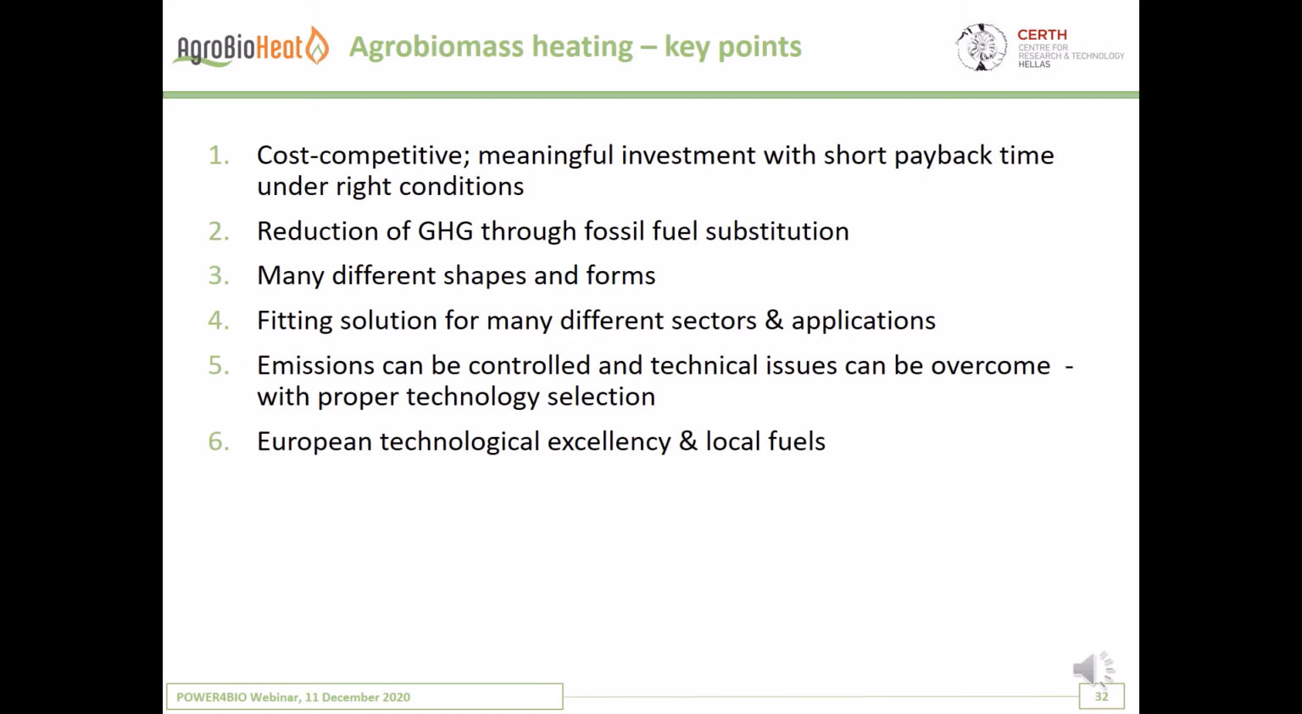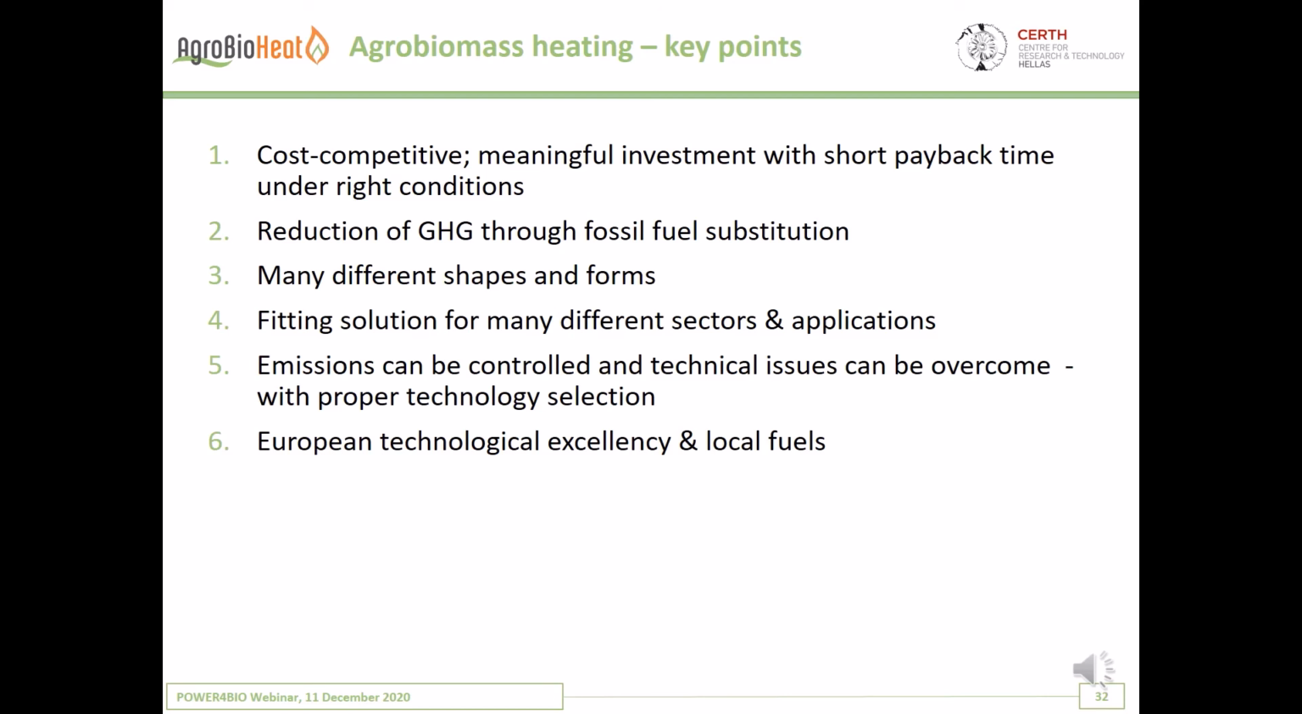I would also like to point out that agrobiomass, as has been clear, comes in many different shapes and forms, so it can be deployed in different settings depending on the local conditions. And depending on what you have, you can find the fitting solution for your case for many different sectors and applications, whether you want to heat a greenhouse, a public building, a district heating network, or even a process industry, you can find a solution with agrobiomass.